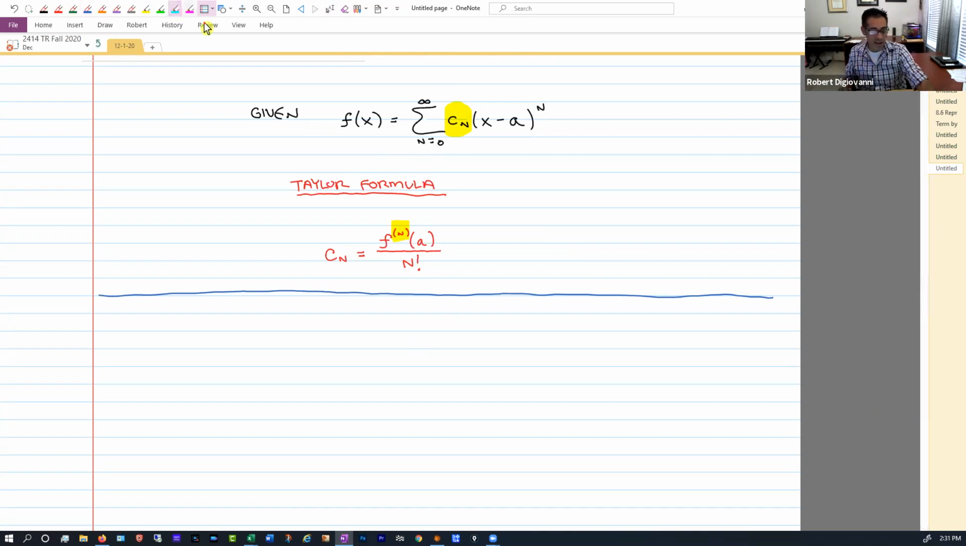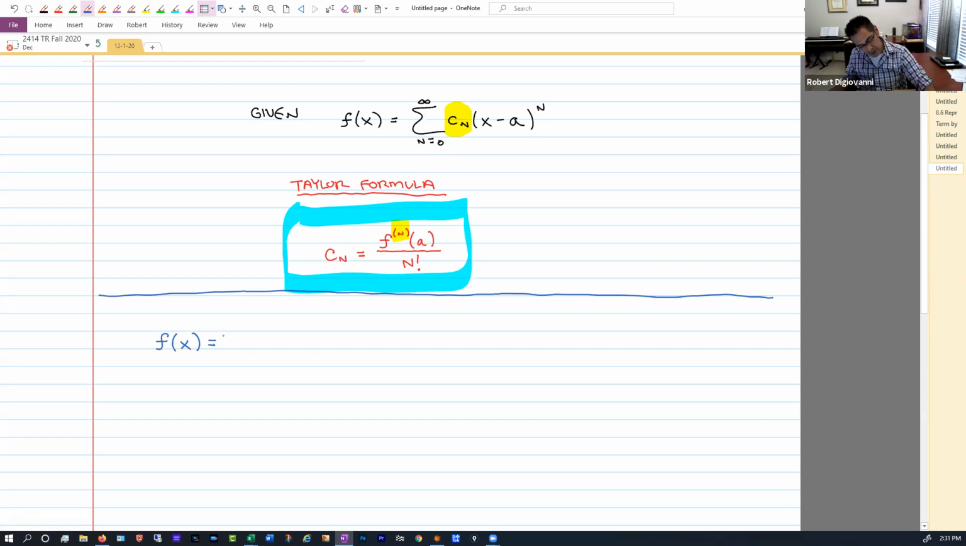I can't begin to tell you how absolutely monumental that is right there. It's incredibly powerful. So let's take the function f of x equals sine x, and let's find the power series about x equals 0.